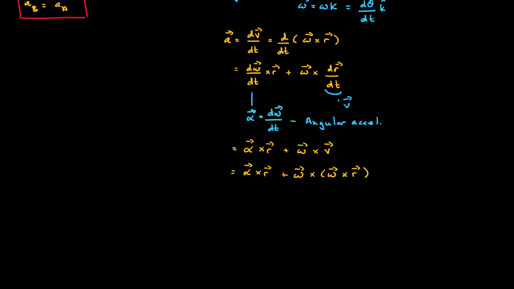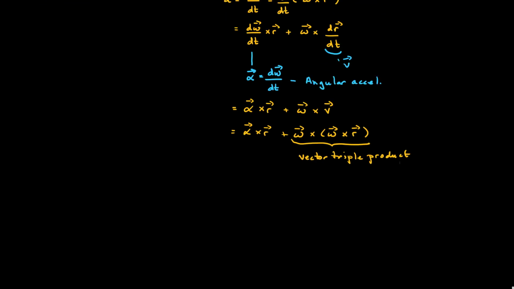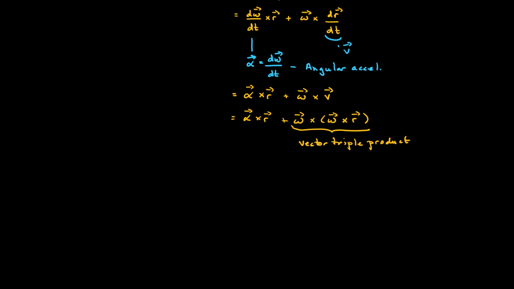But to do this, we need to employ a certain identity. So notice here, we have what's called a vector triple product. And we can use the following identity here. We can say that A crossed with B crossed with C, all of these being vectors, is equal to A dotted with C, so the dot product of the first and the third vectors multiplied by the second vector, minus the dot product of the first two vectors multiplied by the third vector.